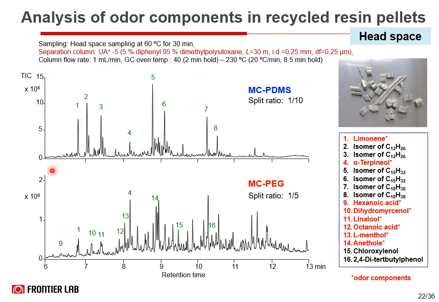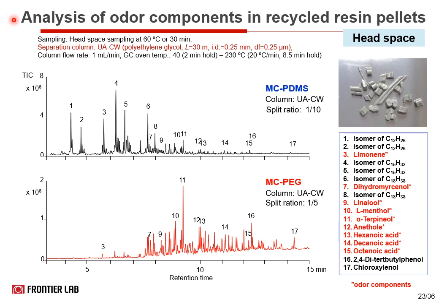These are the results, and this is a list of detected major components. Limonene, a typical citrus odor component, was detected in a large quantity by the MC-PDMS. On the other hand, with MC-PEG, many polar compounds, such as alcohols and carboxylic acids, containing trace amounts of other components, were detected.